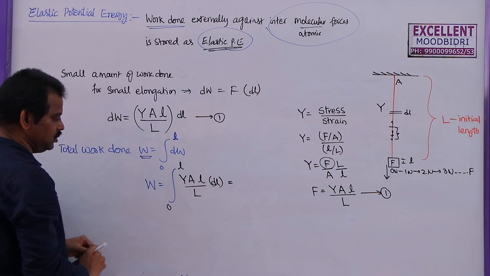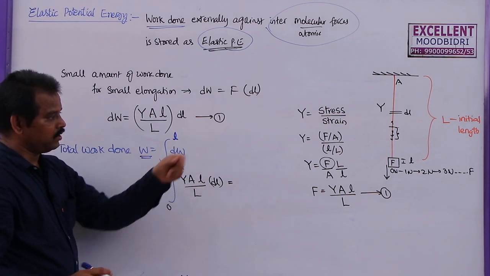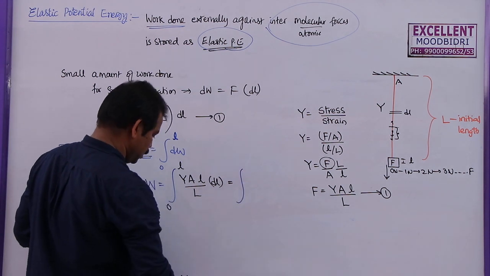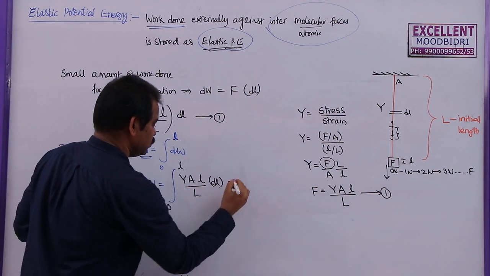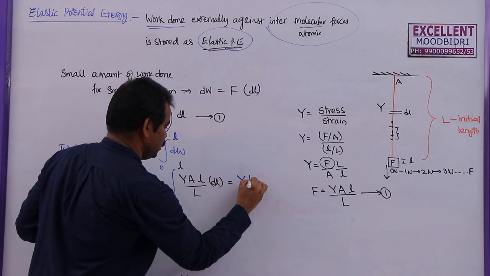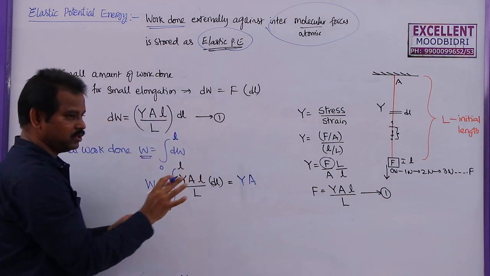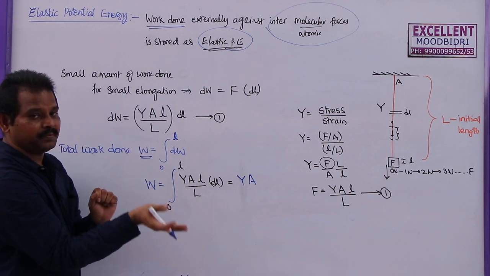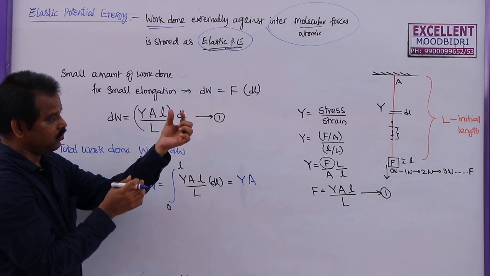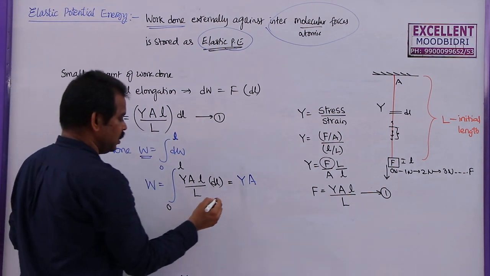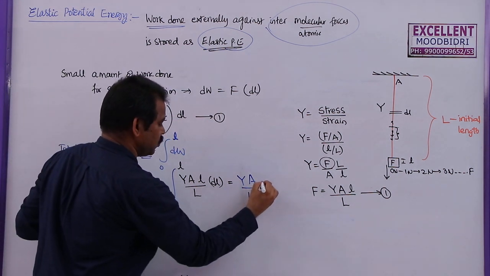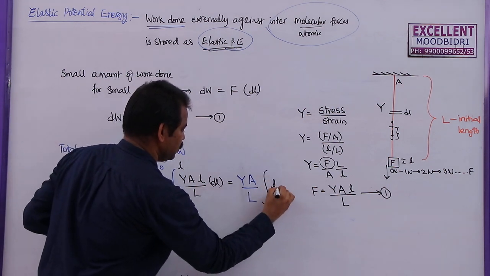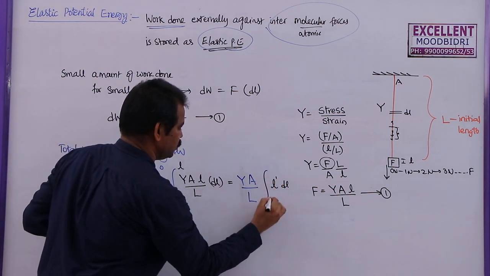What are the constants here? The Young's modulus of the wire in this experiment is constant. So before the integral, let me bring the constant outside. This Y is a constant, and the area of cross section is constant if the load is not too much. If the load is too much, beyond the yielding point, gradually the area of cross section will decrease. The original length is constant.